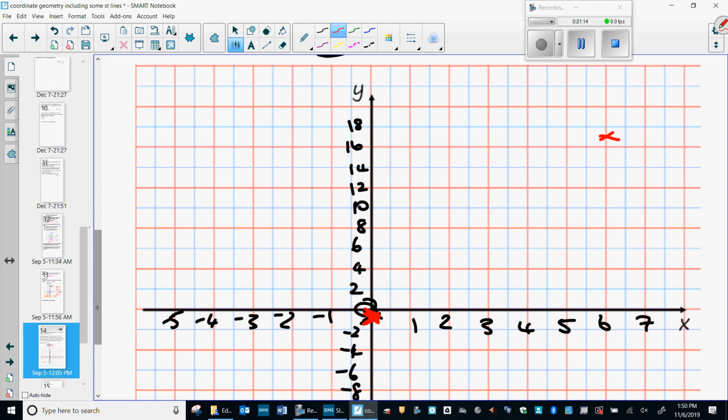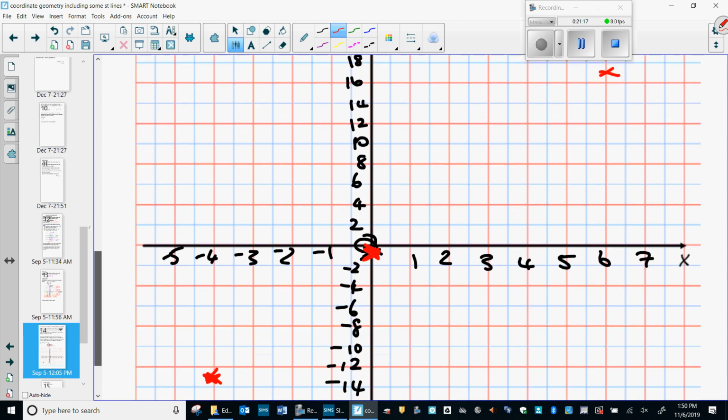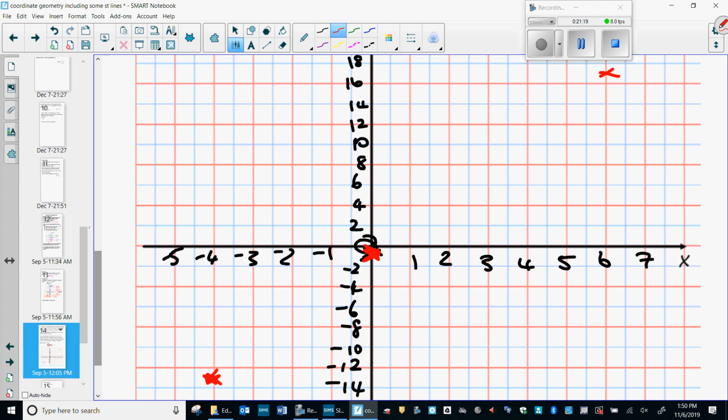Alright, now, there's our 3 points. We should see that we are able to join them up in a straight line. Okay? If for some reason they don't, it means that either your scale is wrong, or you've plotted something incorrectly, or you've miscalculated when you substituted, or it means you've done something wrong.